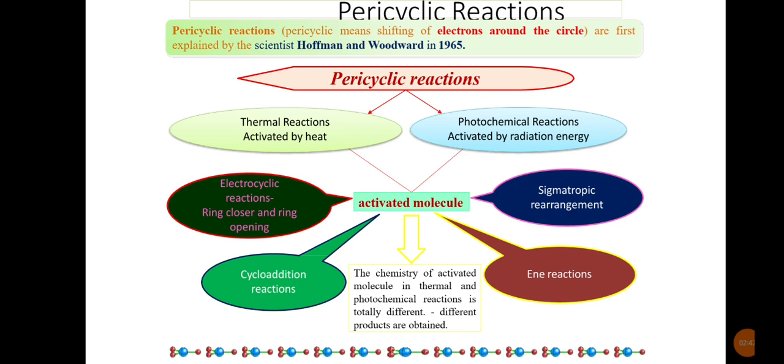Now this pericyclic reaction, that is, the shifting of electrons around a circle, was first explained by the scientists Hoffmann and Woodward in 1965. As we have seen, they can take place in two conditions, that is thermal condition, which is activated by heat, or photochemical condition, which is activated by radiation energy, and both result in an activated molecule.